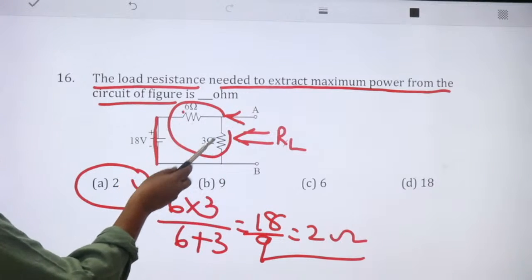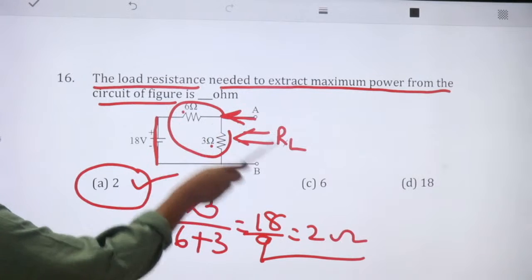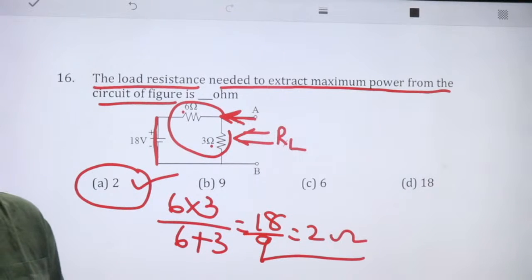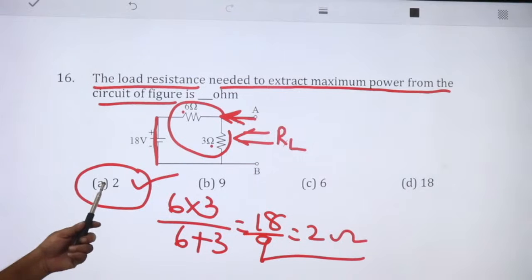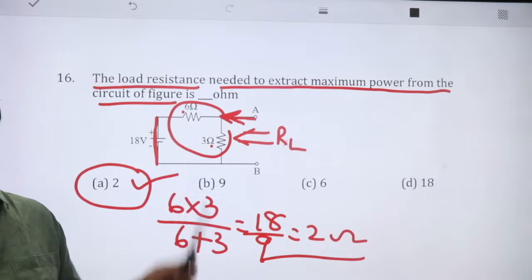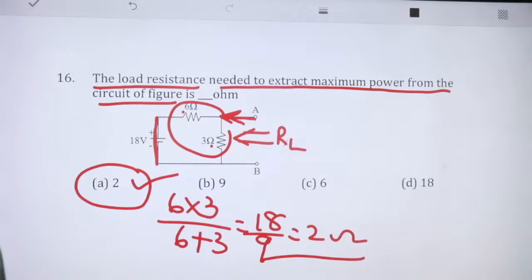6 in parallel with 3 ohms. When we look from this point, it becomes 2 ohms. Hence the answer should be 2 ohms. Answer is A. Has everybody understood this one? Clear all of you?